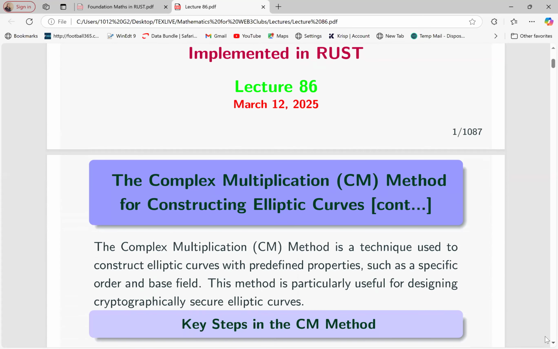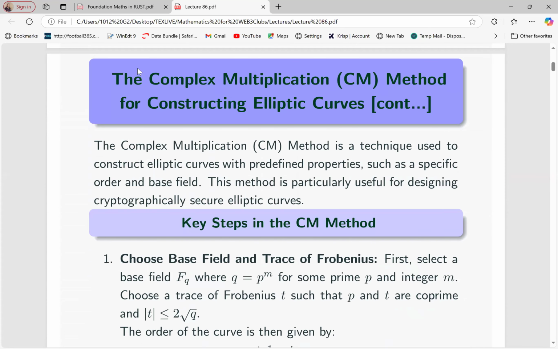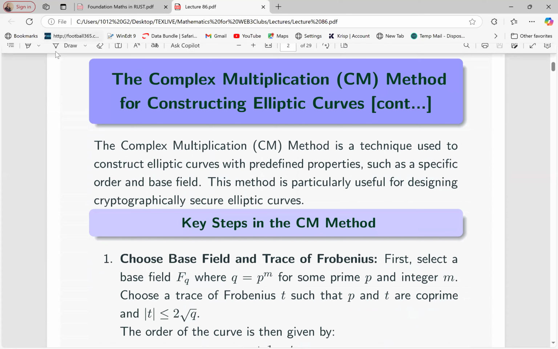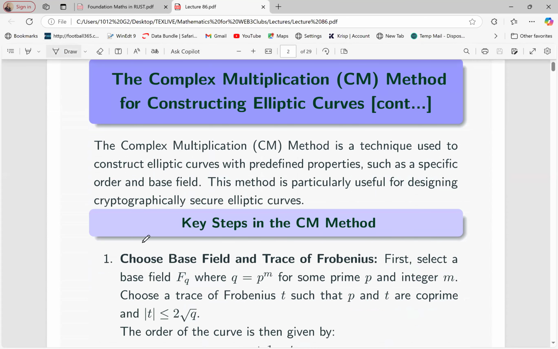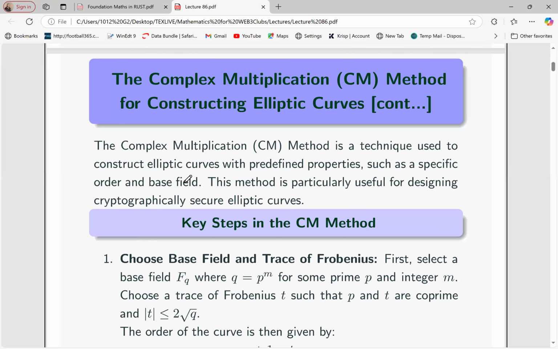Now, as I've already said, this complex multiplication method, of course, we'll be using it to construct elliptic curves from scratch. And the thing is, you want elliptic curves that have properties that you want in terms of the number of points that you want, and the field that you want. So that is why it's important for you to construct the elliptic curve with those properties. There are many methods for doing that, but we use the complex multiplication method in our lesson.